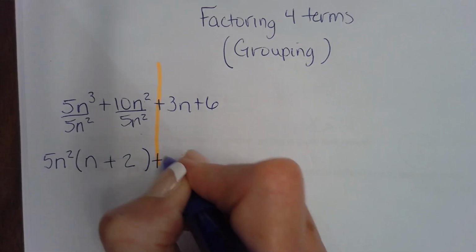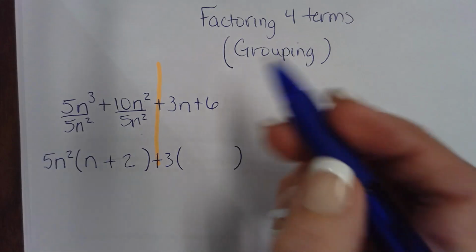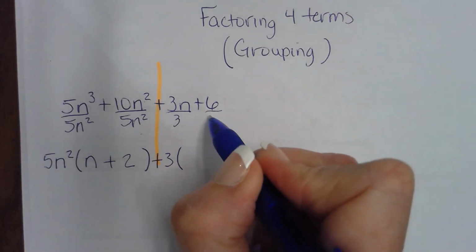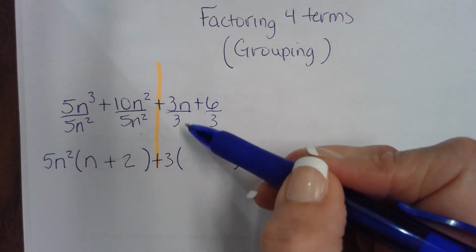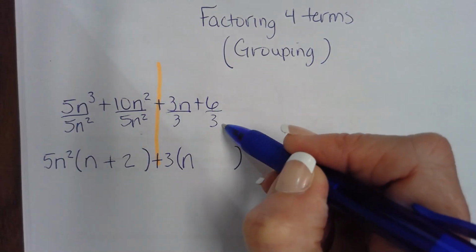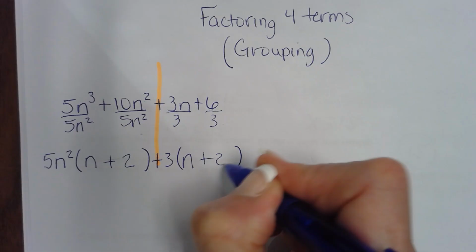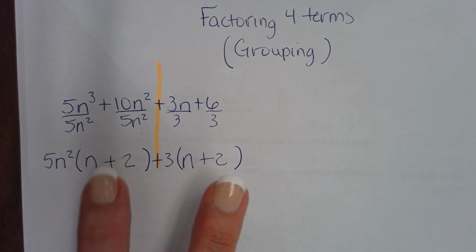And it's a plus 3. Set up a parenthesis and divide each term by my greatest common factor. So what do I get here when I divide? Just an n, yeah. And how about here? Plus 2.